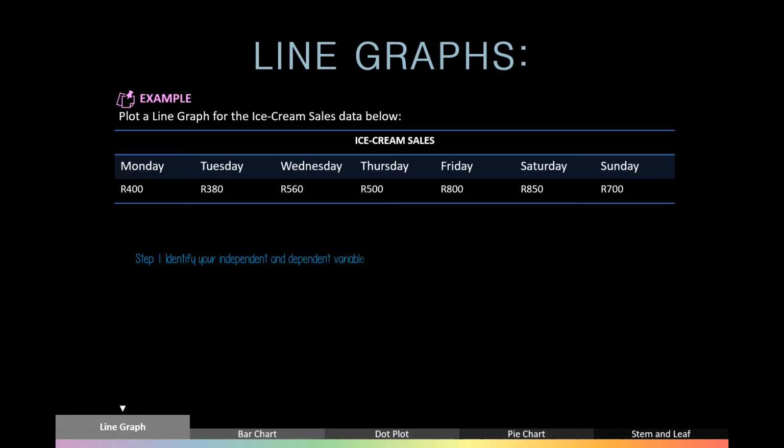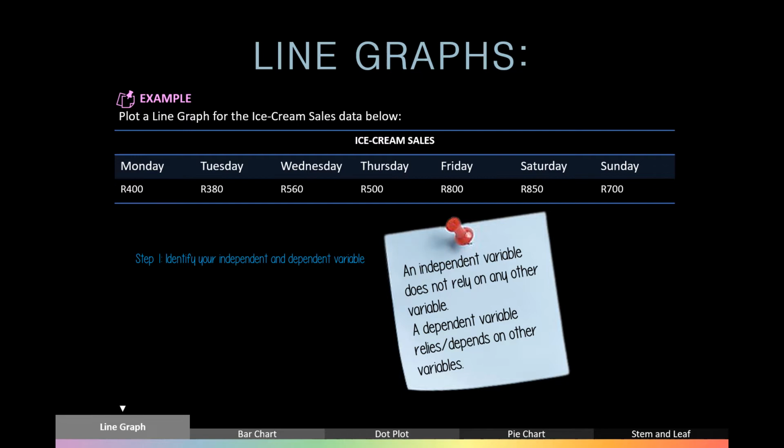Firstly, we need to identify the independent and dependent variable that we're working with. Now, these terms typically would have come up in one of your maths lessons, and the definitions are exactly the same as it was then. Your independent variable does not rely on any other variable, and your dependent variable relies or depends on other variables.